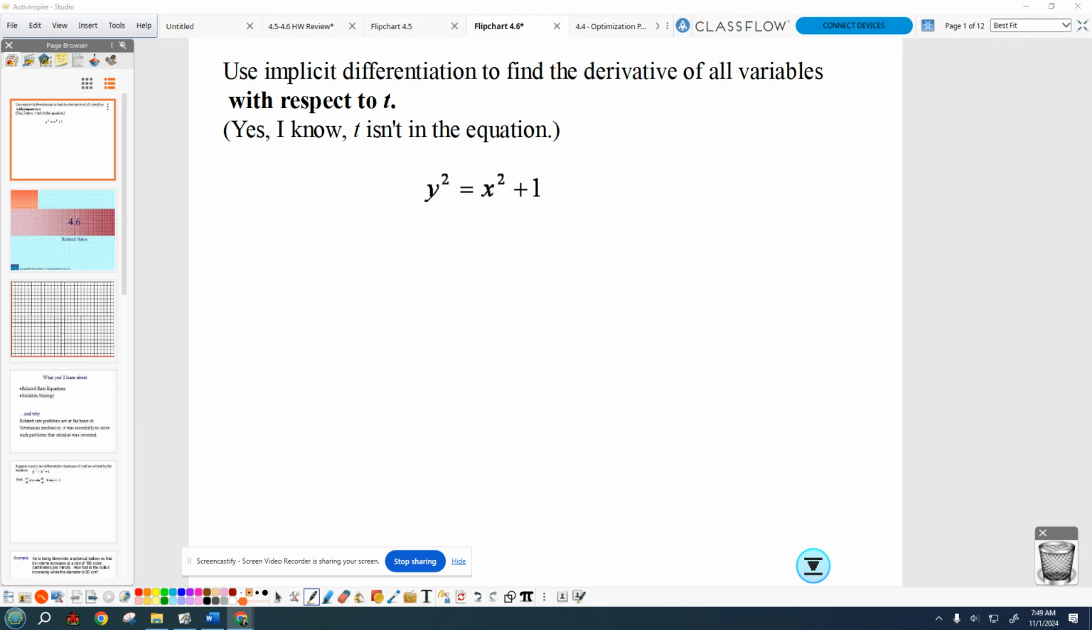Stella, how do we do this? Okay, is it a trig function? Is it a product rule? Is it a power function? Is it a quotient rule? Like, how do we do the derivative of y squared?